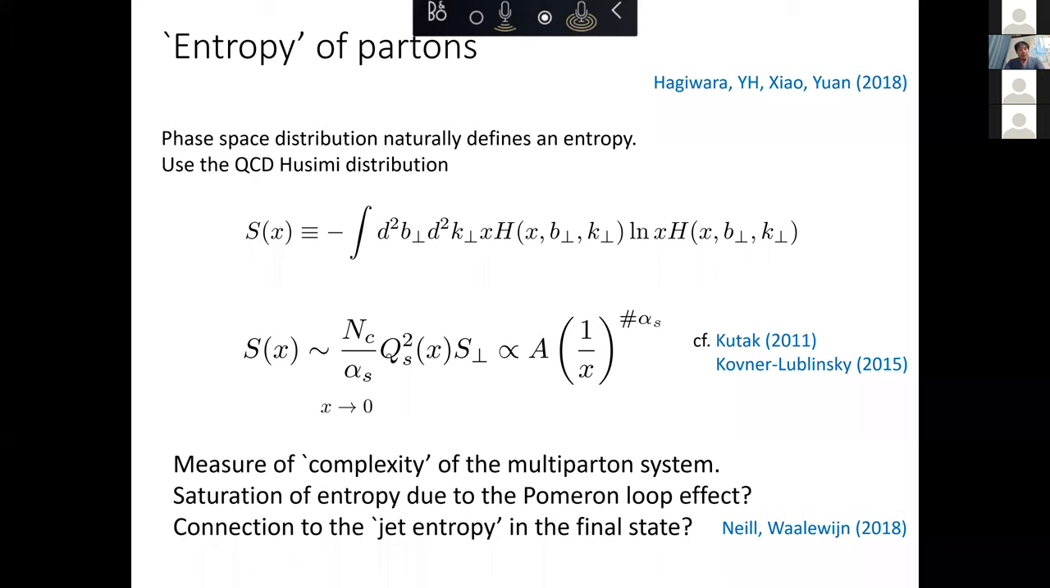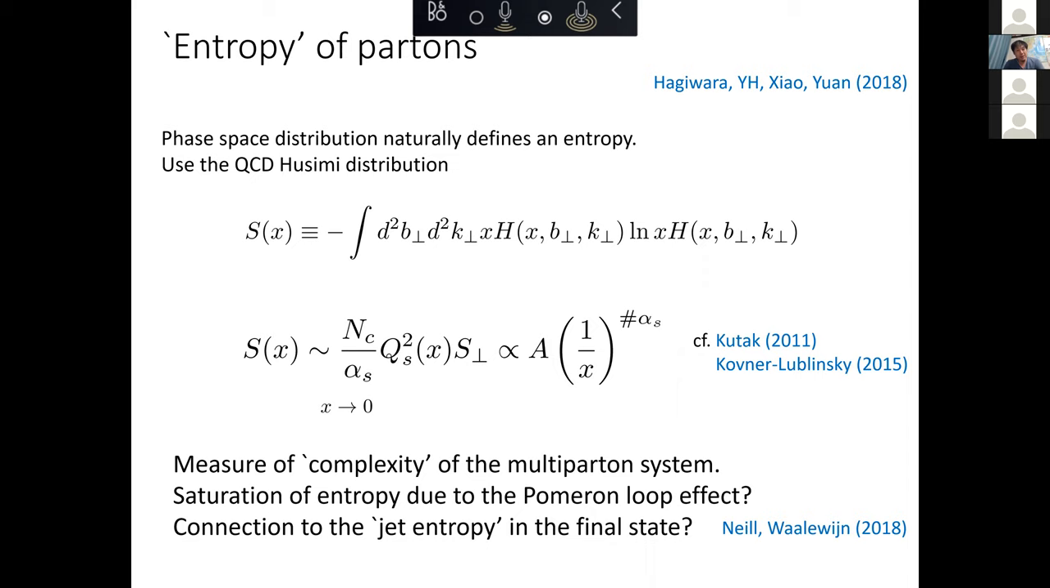All right, another interesting aspect of this Wigner distribution function is that you can define the entropy associated with it. If you open the textbook of kinetic theory and statistical physics, if you have a phase-space distribution function, then you can define the entropy. That's a basic fact. And since we have a phase-space distribution function, we can define the entropy here. We can do that for QCD. You can even define it as a function of x, which basically tells you how complex the proton wave function is as a function of small x.